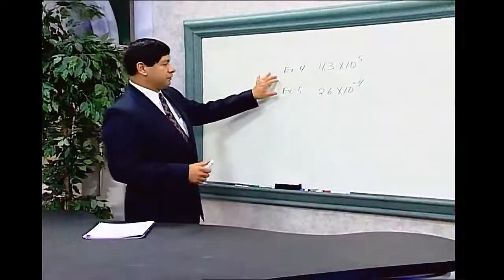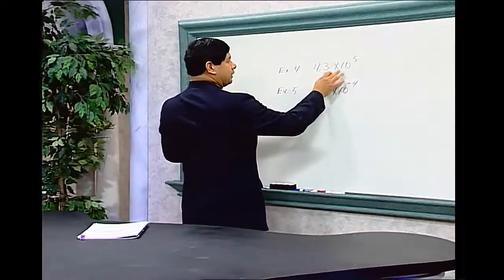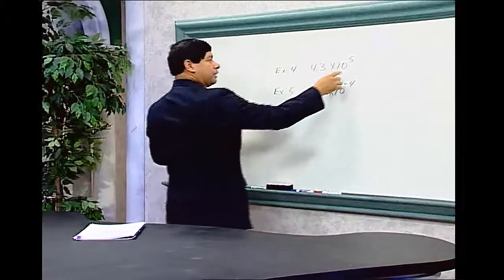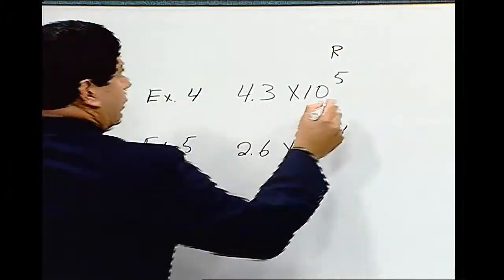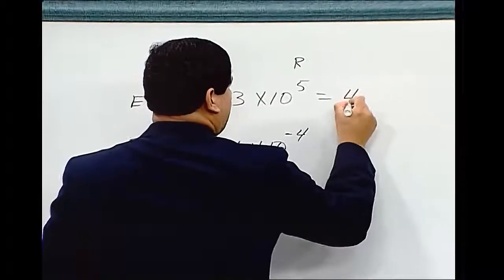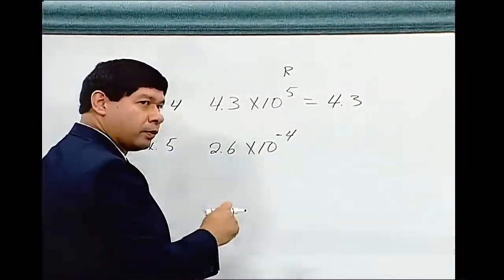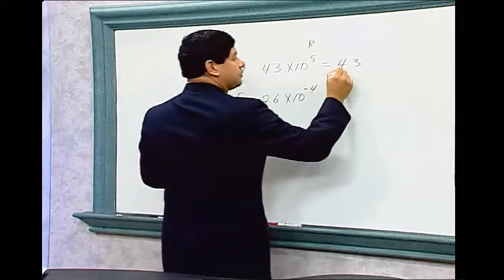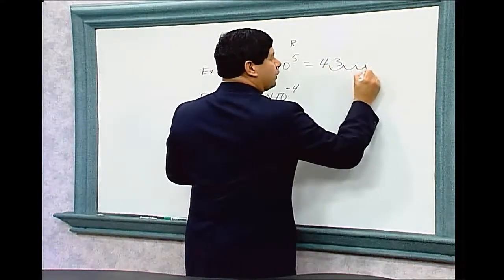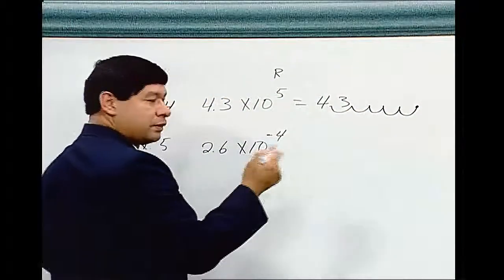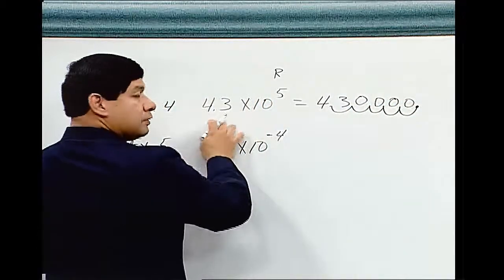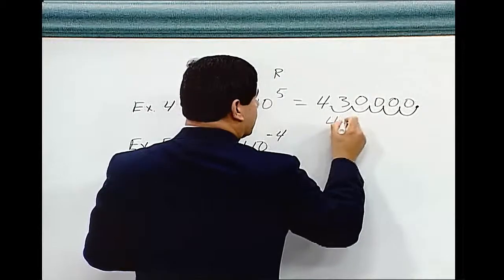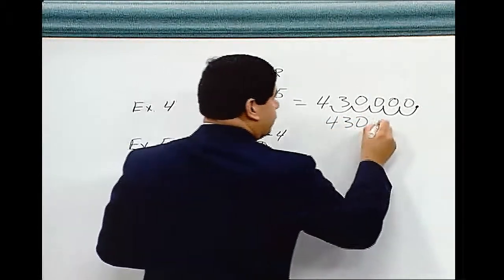Examples of writing scientific notation as a number. Let's look at example 4. We have 4.3 times 10 to the power of 5. Well, this is a positive power, so we know we'll be moving our numbers to the right. So we can write this as 4.3. We know we have to move the decimal point 5 places over to the right. So let us count. 1, 2, 3, 4, 5. And let us now fill in our empty spots here. 0, 0, 0, 0. So this converts over to 430,000.